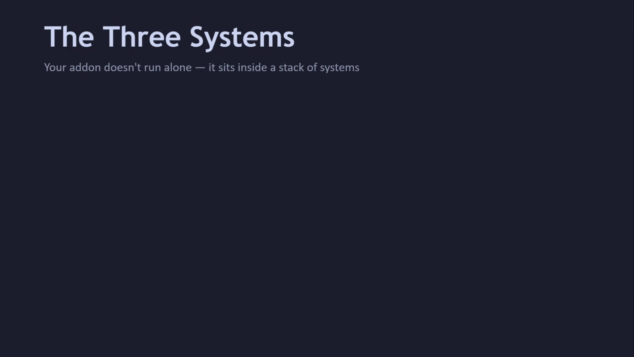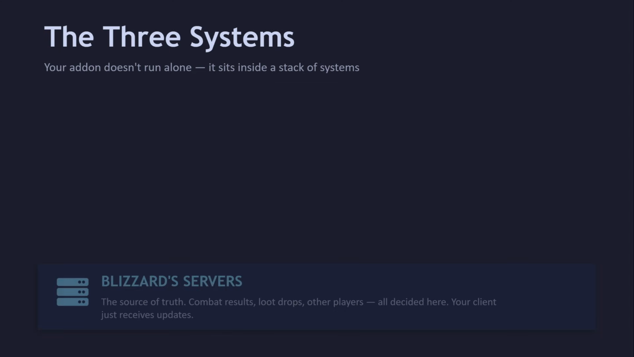Before we dig more into what went wrong, let's take a step back and look at the bigger picture. When you're playing WoW, there are essentially three systems working together. At the bottom of everything are Blizzard's servers. This is the source of truth. Who's in your group, what loot dropped, what that boss is doing, all decided server side. Your computer just receives updates.